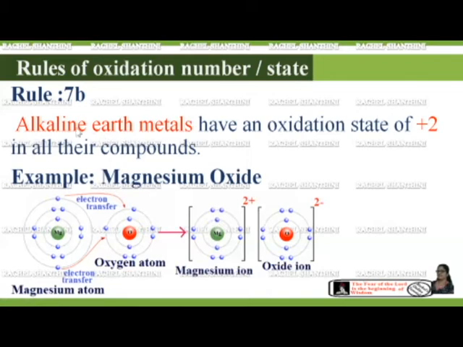So magnesium is also an alkaline earth metal. I have taken magnesium oxide as an example. Magnesium has 2 electrons in its outermost orbit, so it has the tendency to transfer those 2 electrons to oxygen in magnesium oxide to become stable. Since it donates 2 electrons, the oxidation state of magnesium is plus 2 in this compound. So alkaline earth metals have an oxidation state of plus 2 in all their compounds.